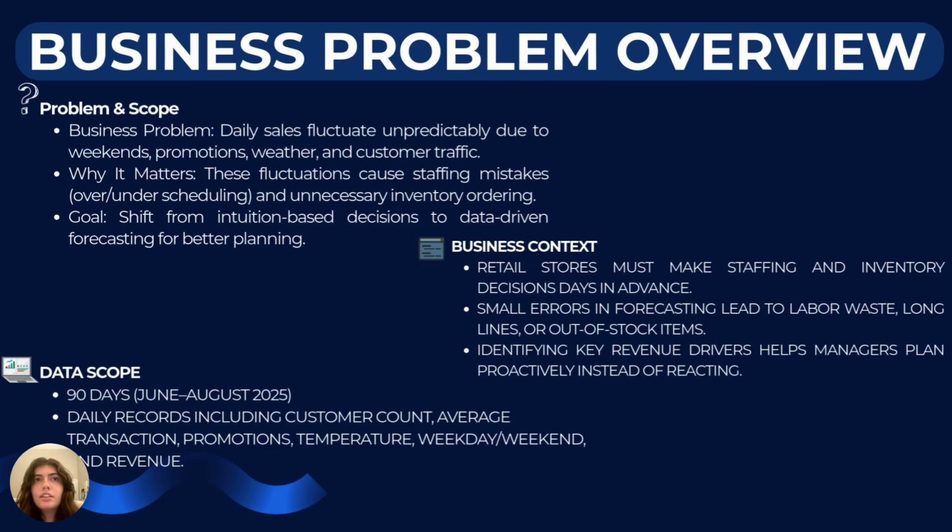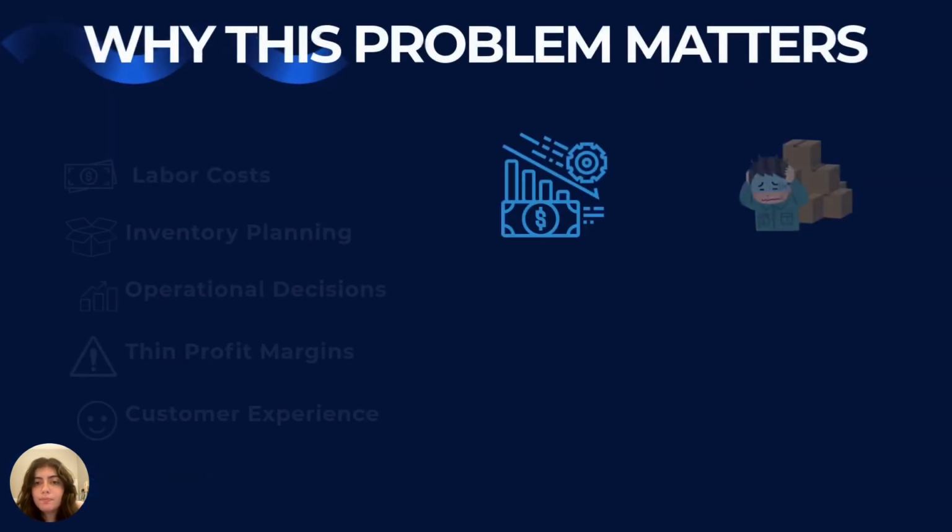So in retail, the margin is really thin. Decisions need to be made in advance, and replacing this gut feeling with an accurate forecast is really critical to protect the profit. Now, why does this matter?